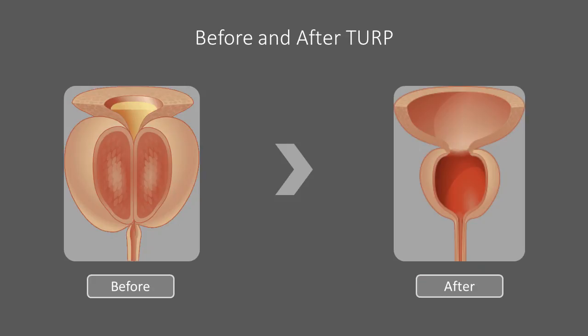This slide shows the prostate gland and the urethra, before and after surgery. Urine flows easier once the obstruction has been removed.